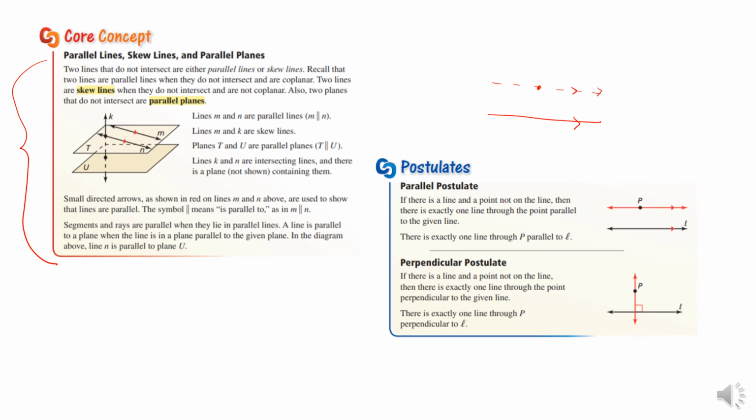Okay? The perpendicular postulate says if there's a point that's not on a line, there is only one line that goes through there that is perpendicular. Okay, and we'll use this in other things that we do. So it's not a really important one, but it's one that will come in handy.